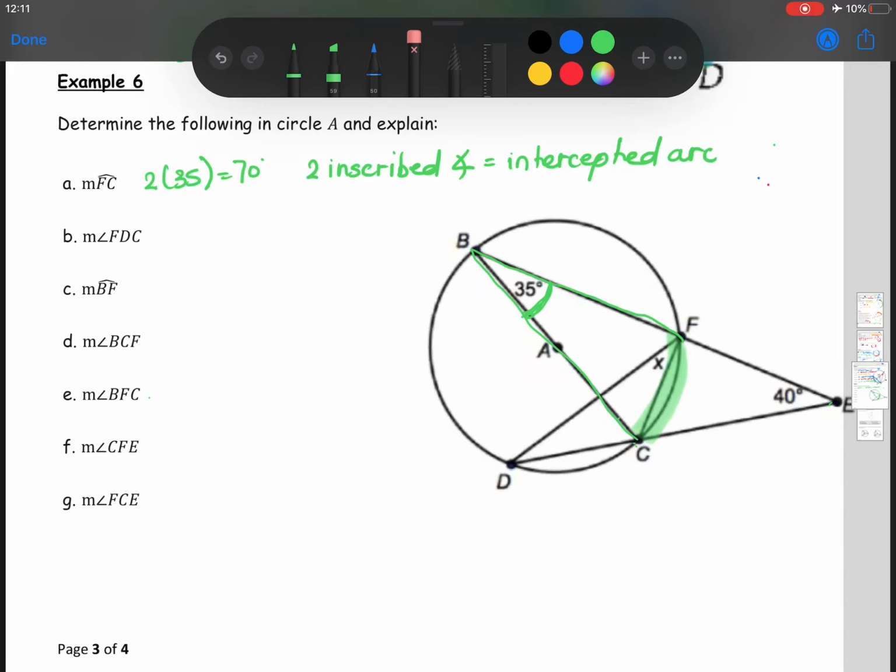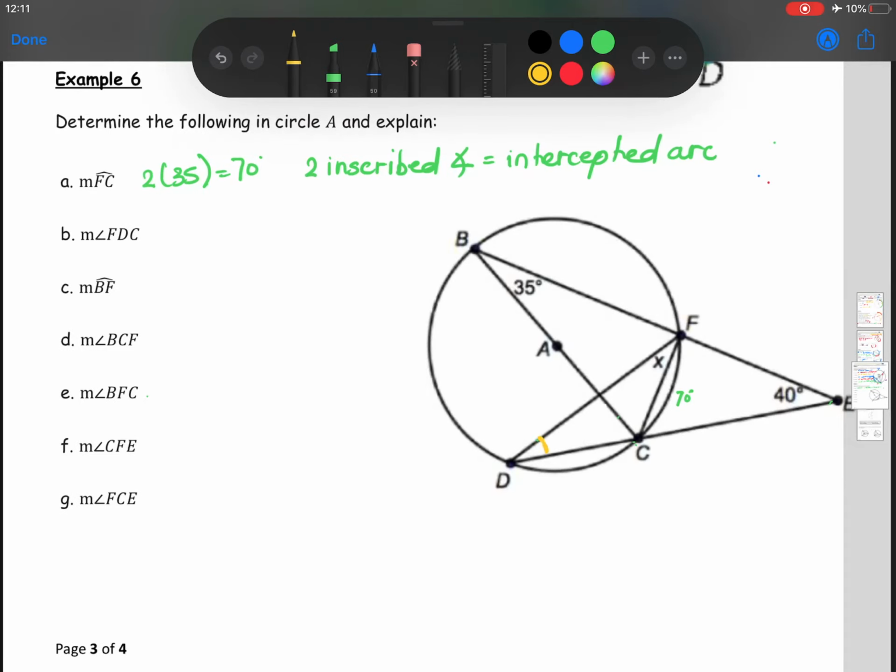Now the next one, I'm going to keep erasing them, right? Okay, I'm just going to leave 70 here though, so that you understand what it is. Now the next one, it says measure of angle. Be very careful, it's angle FDC. I want this angle. What arc is it intercepting? If I was to trace this angle, it's intercepting the same arc. So now we're going backwards, right? It is going to be 70 divided by 2, which is 35, and the same reasoning.